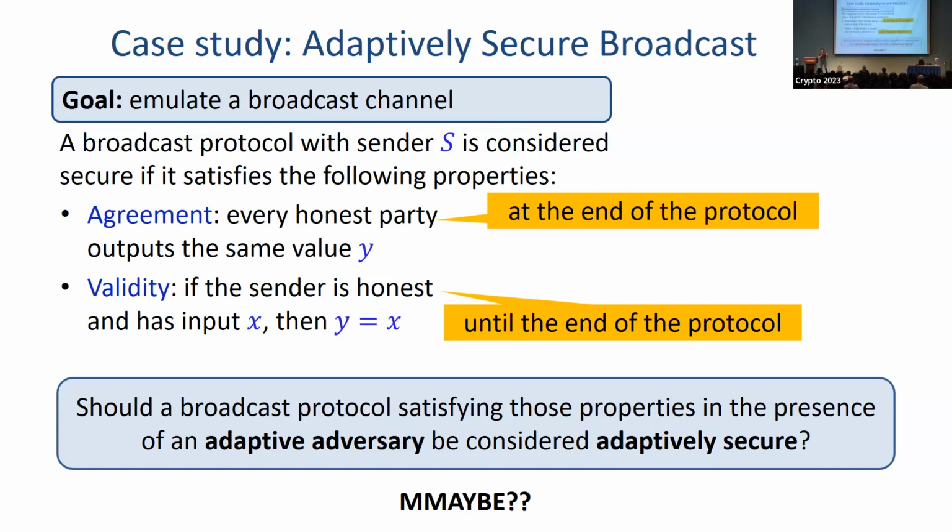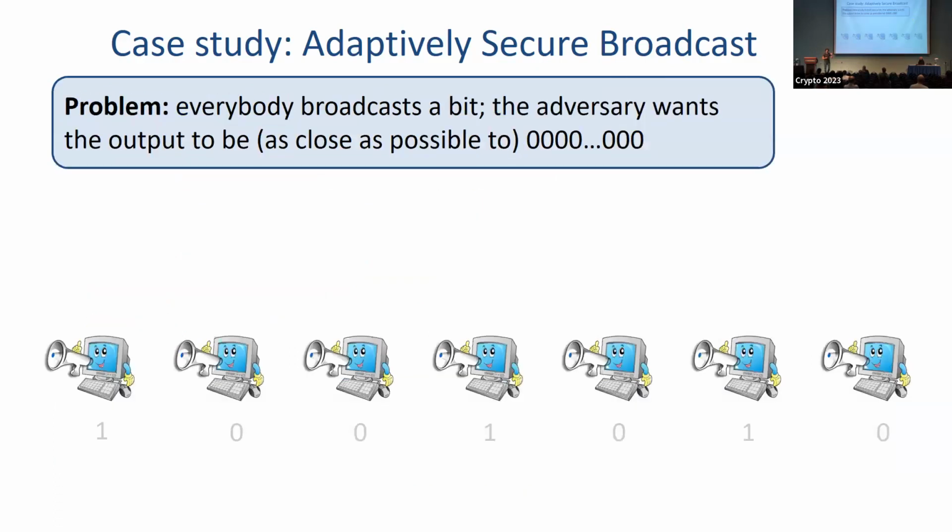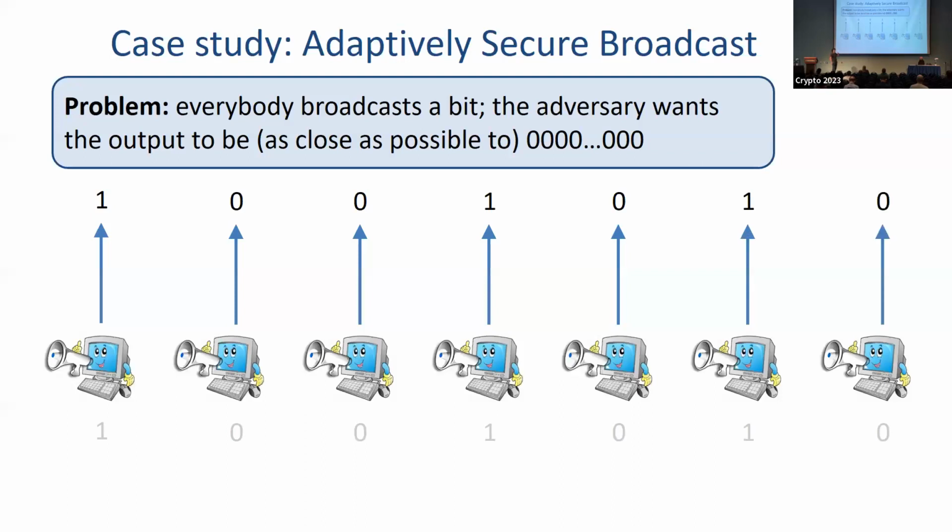And let's illustrate a setting where this might be problematic. So let's say we have a set of parties, and each party broadcasts a bit. And the adversary's goal is to make the set of bits be as close as possible to the all zero string. Let's say we want to agree on which movie we want to see. 1 is an action movie, 0 is a drama movie, and the adversary kind of wants to push us towards drama movies. So this is kind of the honest setting. Each one broadcasts a bit.